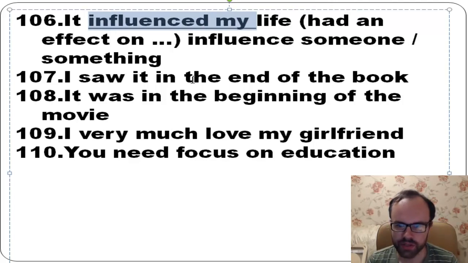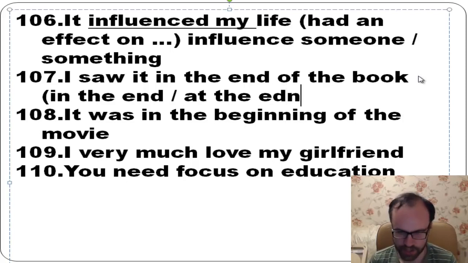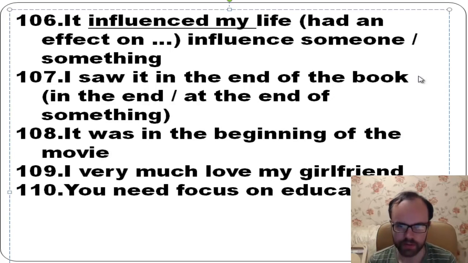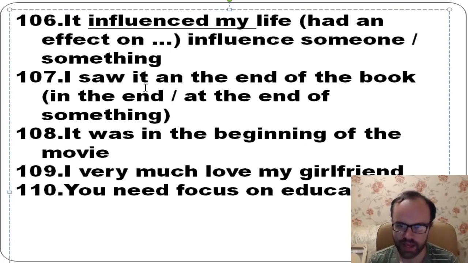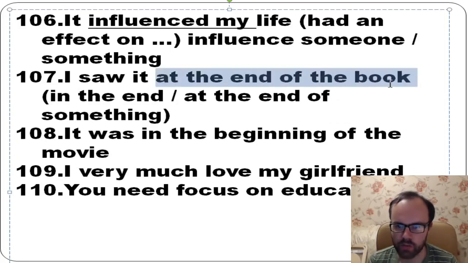Next. I saw it in the end of the book. So where is the mistake? In the end or at the end. We say in the end, but at the end of something. So, of the book, of something. I saw it at the end of the book. So, you can say, I saw it in the end, or I saw it at the end of the book.